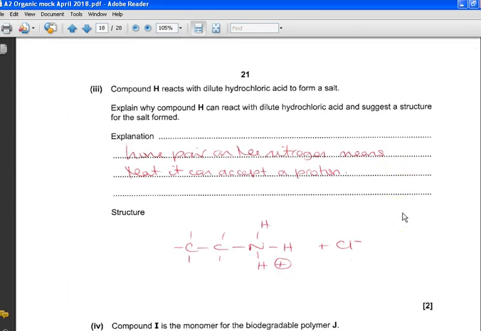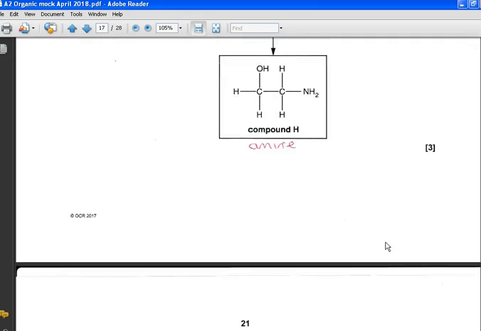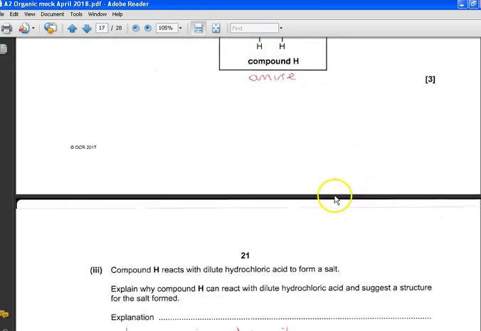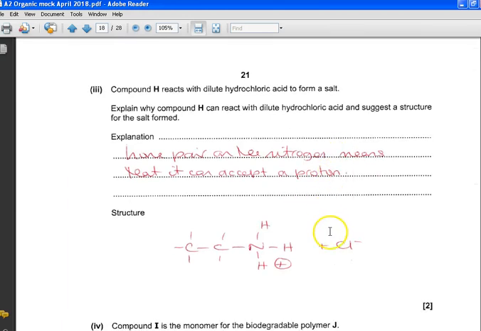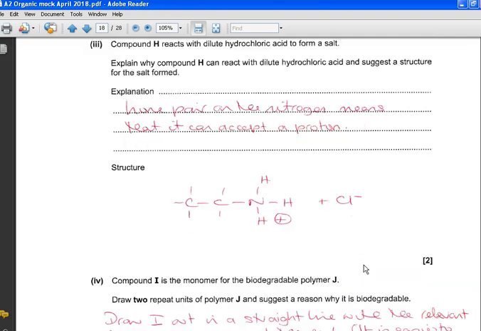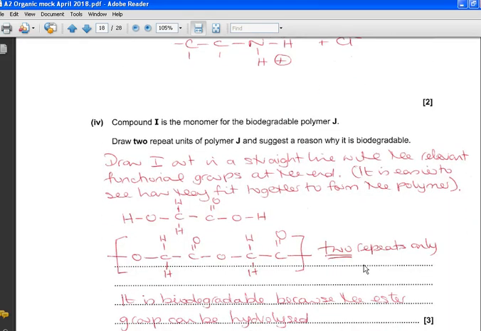Okay, compound H reacts with dilute hydrochloric acid to form a salt. Explain why compound H can react with dilute hydrochloric acid and suggest a structure. Okay, so compound H, here we are. Obviously the lone pair on the nitrogen means it can accept a proton. Draw out the structure. Don't forget the positive charge, as it's accepted a proton, and the Cl minus.